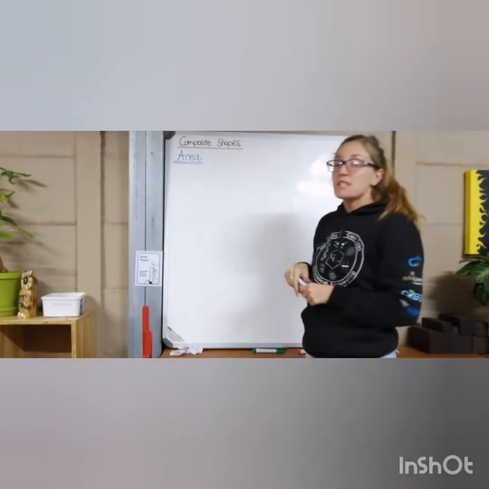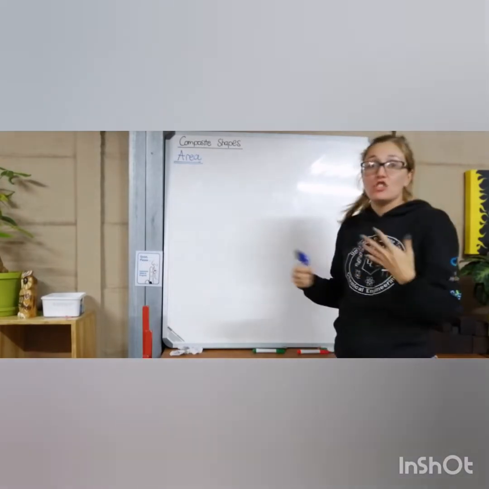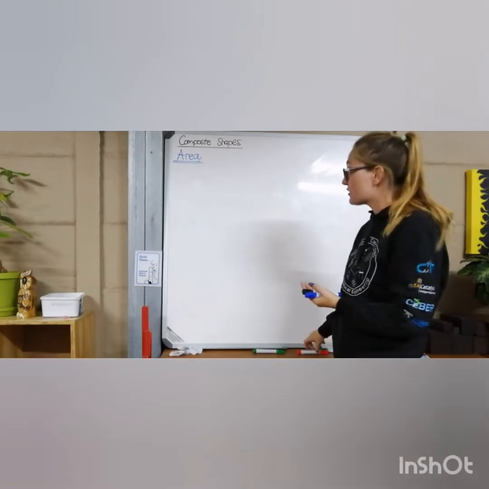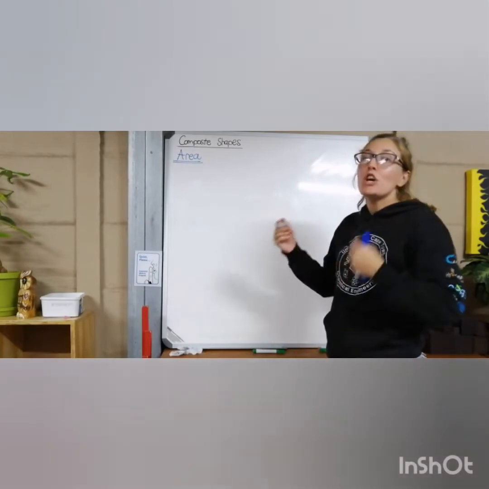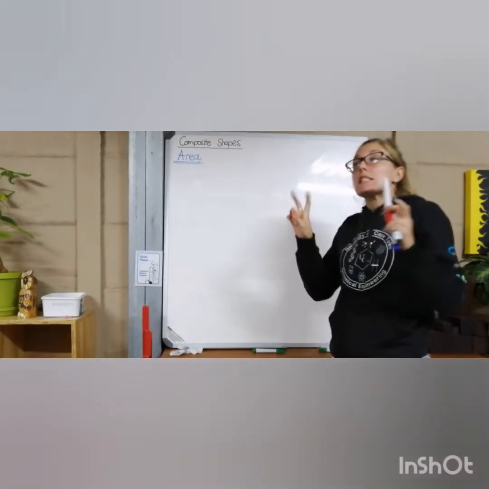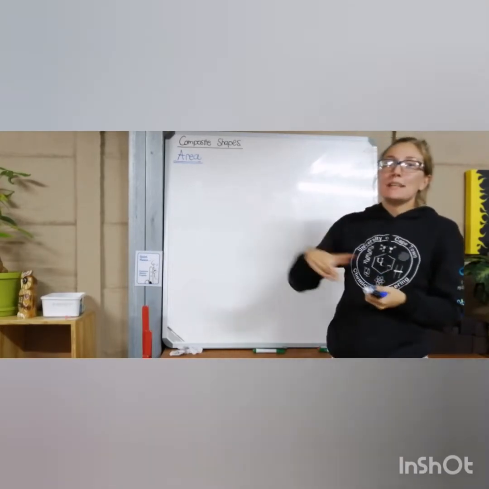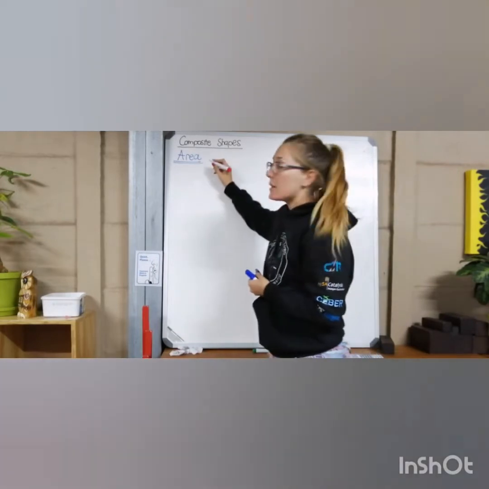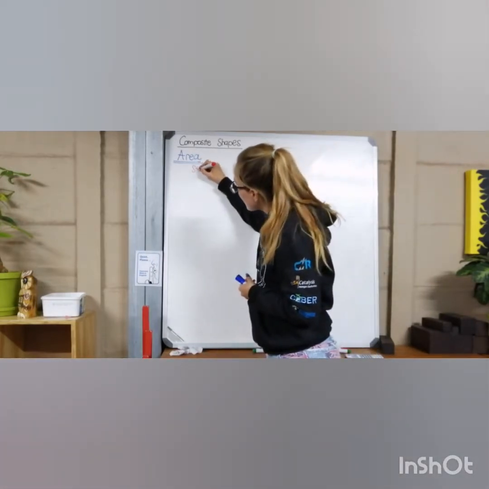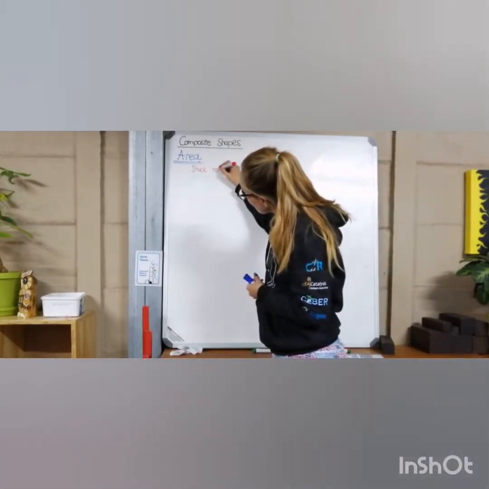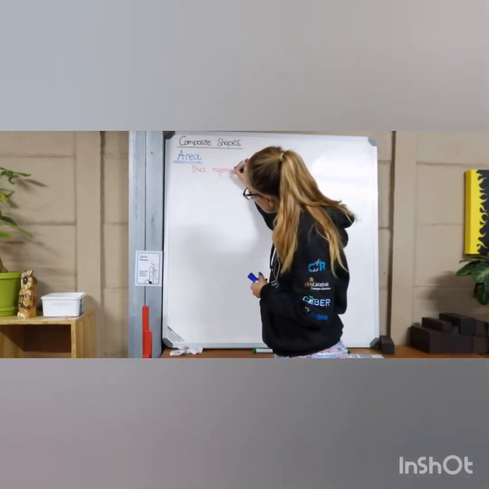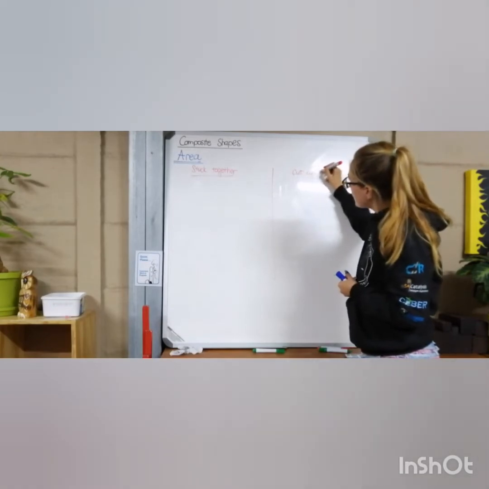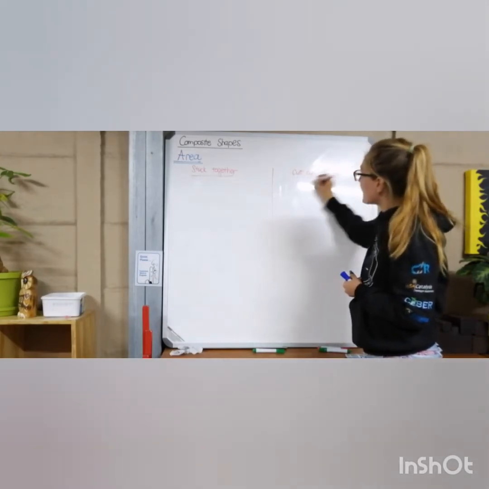The area for composite shapes, there's actually something you need to do before you can even start the calculations, and that's identify what type of composite shape you have. With composite shapes, you've either got shapes that have been stuck together, or you've got something that's been cut out or removed. So I'm going to do two separate methods for these. You've got the stuck together type, and then you've got the cut out type. And I'll show you an example of each.